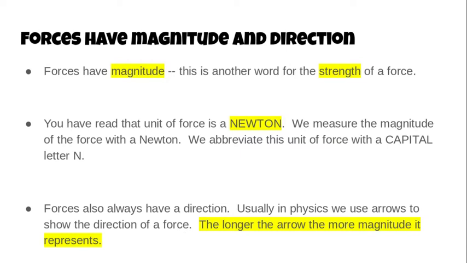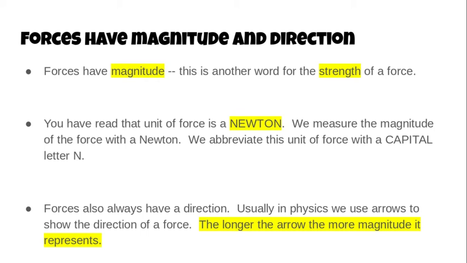Now, one of the things that we will talk about this week are forces, and forces always have two things. They have a magnitude and they have direction. Magnitude is another word for the strength of a force. Now, you've read that the unit of the force is a Newton, and we measure the magnitude of forces with newtons, and we're going to abbreviate this unit with a capital letter N. You never want to write a lowercase n for Newton. It's always a capital N.